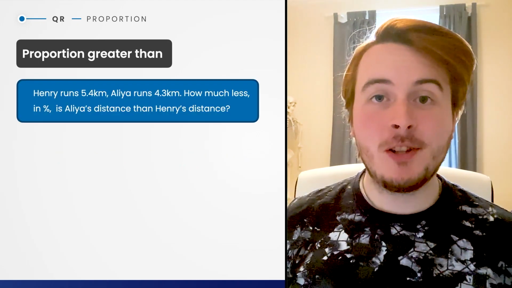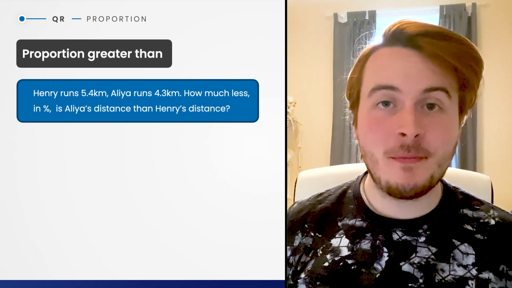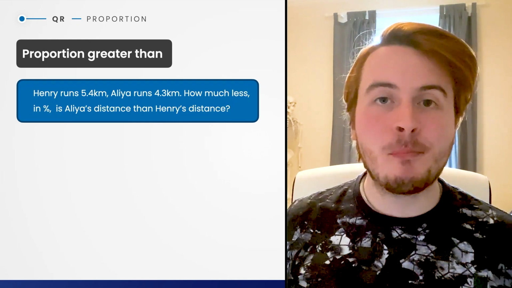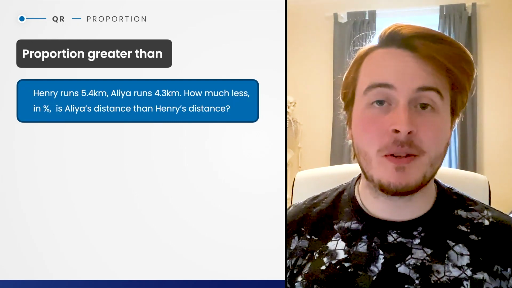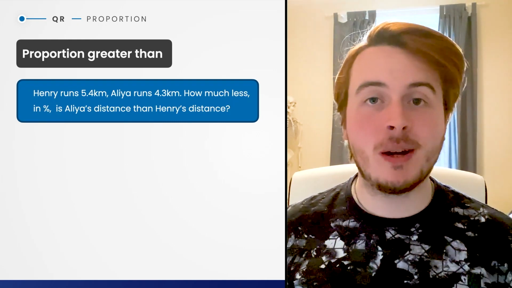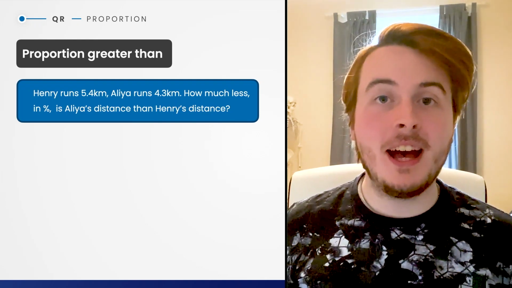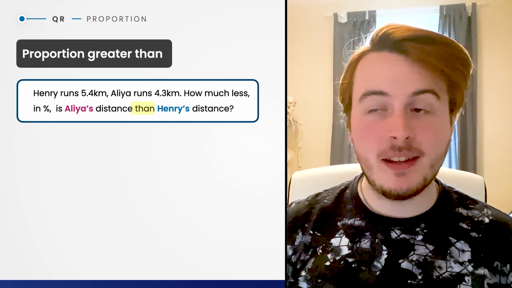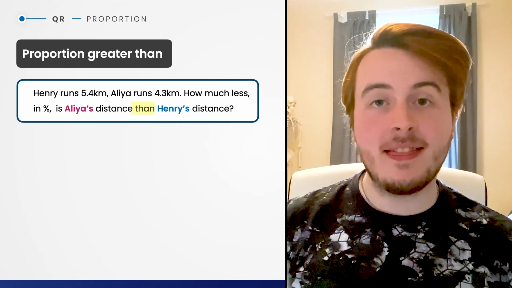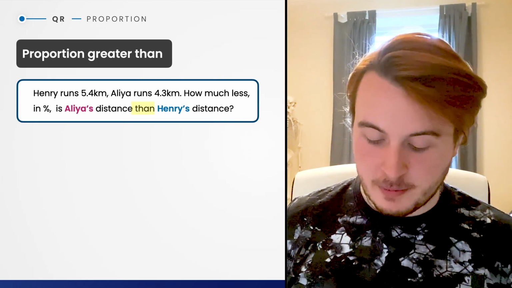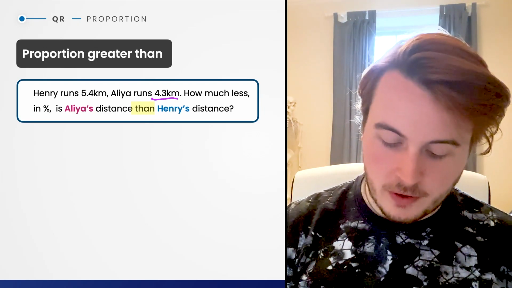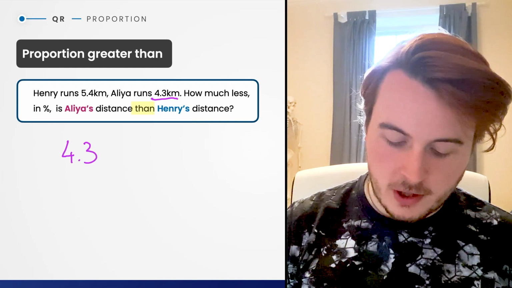Here's another example of a proportion greater than question. This one is a slight twist, where we're going to do a proportion less than. The first thing we have to work out is which way round our fraction is going to go. We've got 2 numbers, so identify the 2 people we have here: Alyssa and Henry. It's Alyssa's distance than Henry's distance, which means Alyssa is going to be on the top of our fraction. So we're going to do Alyssa as 4.3, and put her on top.